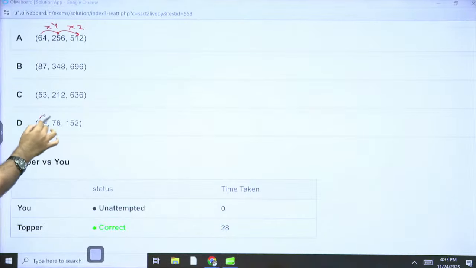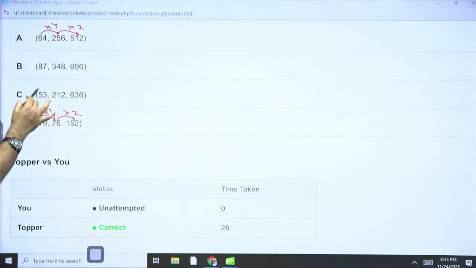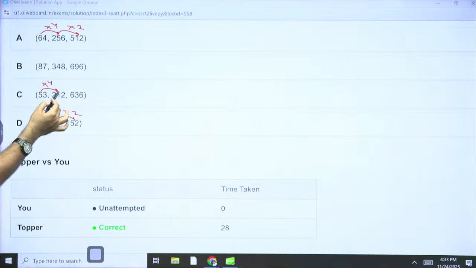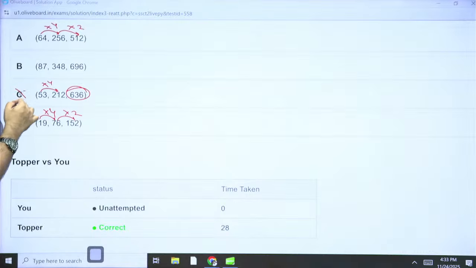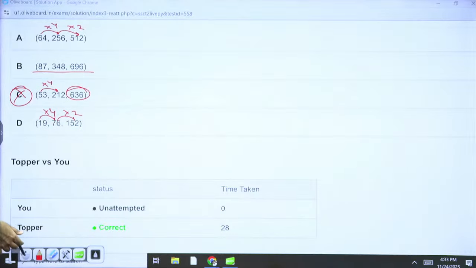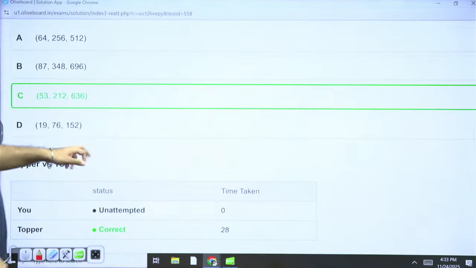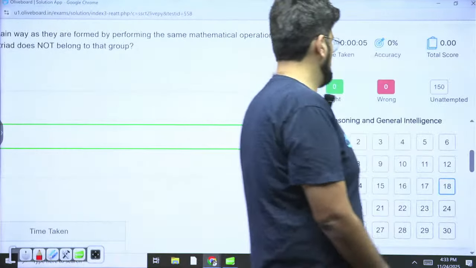Right. 19 into 4 is 76. And 26 into 2 is 152. Okay. 53 into 4, 212. Yes, perfect. 212 into 2 should be not 636. Right? It should have been 424. So this is gone. I think this is the odd one out. We don't need to confirm this because we found 2 already. Option C should be the odd one out. Perfect. 28 seconds. Wow. Great.